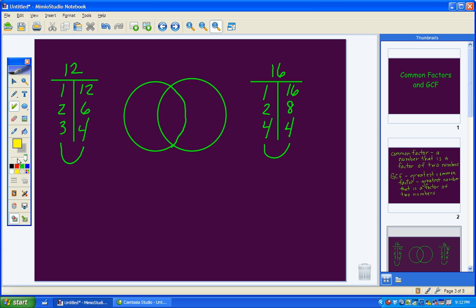Now I'm going to look at the factors I see in both T-charts. So I'm going to go through and highlight them, okay? I see a 1 over here.